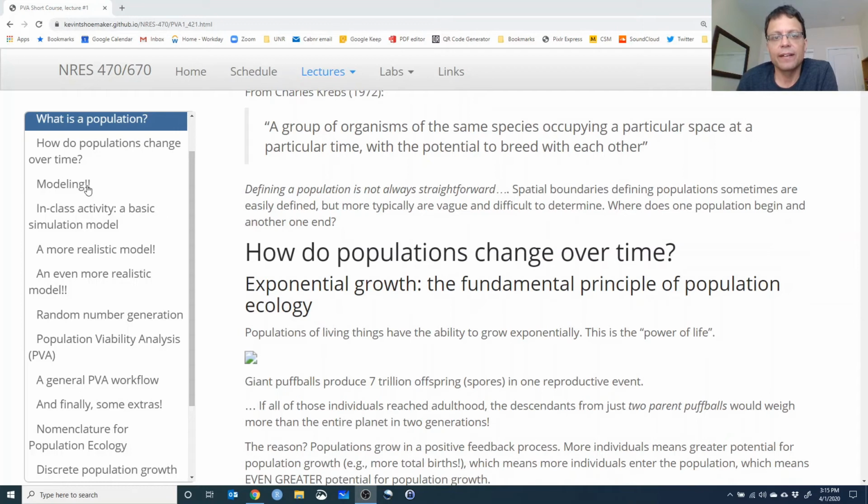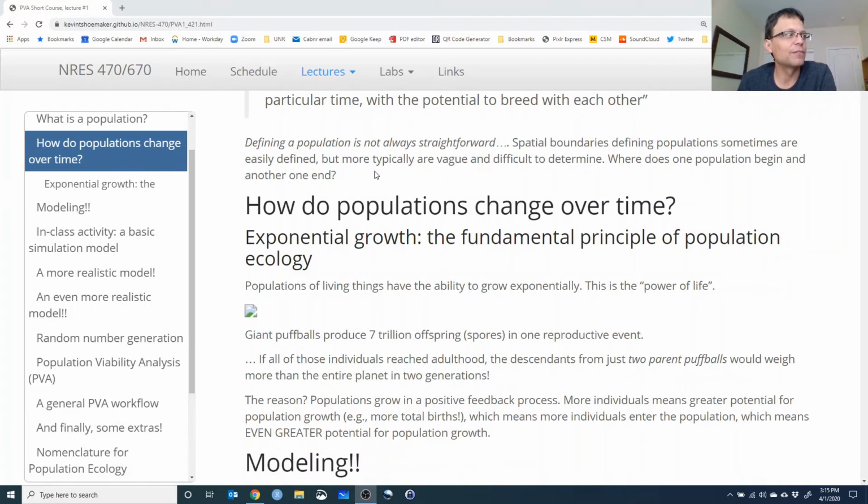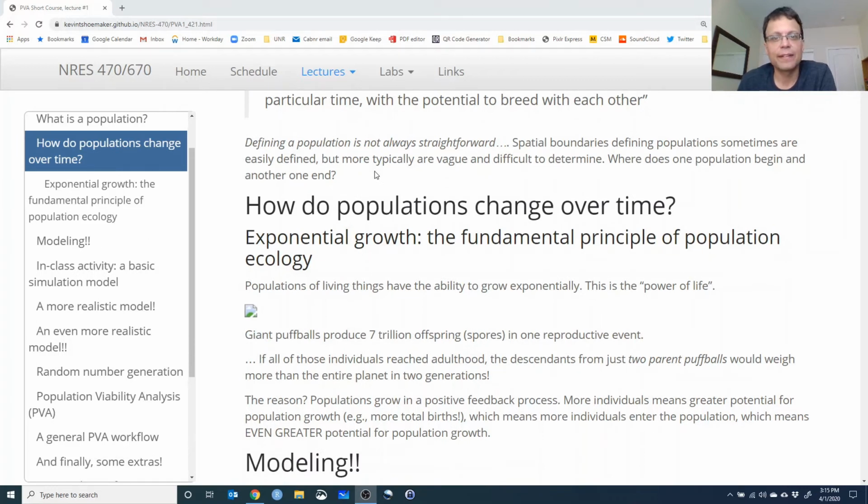All right. How do populations change over time? So now that we've defined a population, more or less, how do they change over time? Well, populations of living things have the power to grow exponentially. There should be a picture of a giant puffball here, but I don't know where it went. But picture a giant puffball.